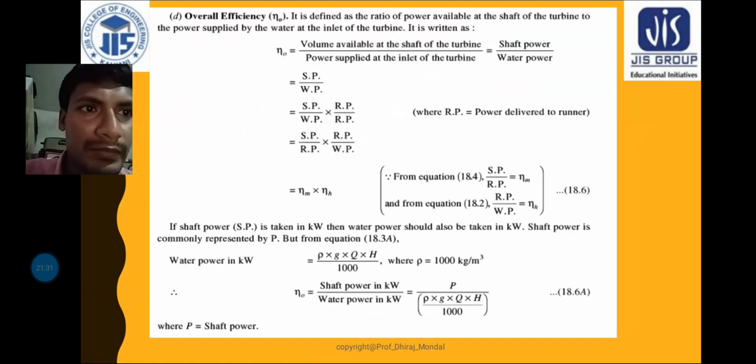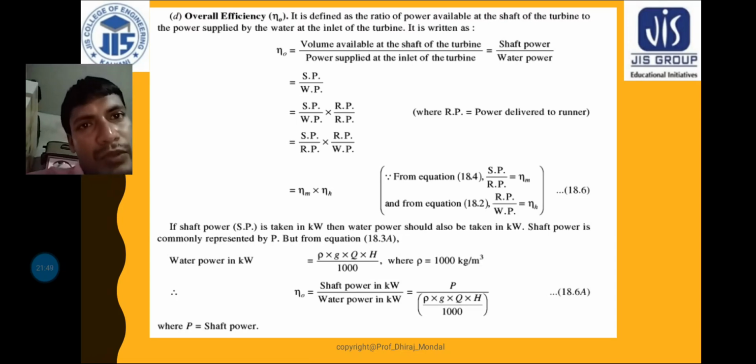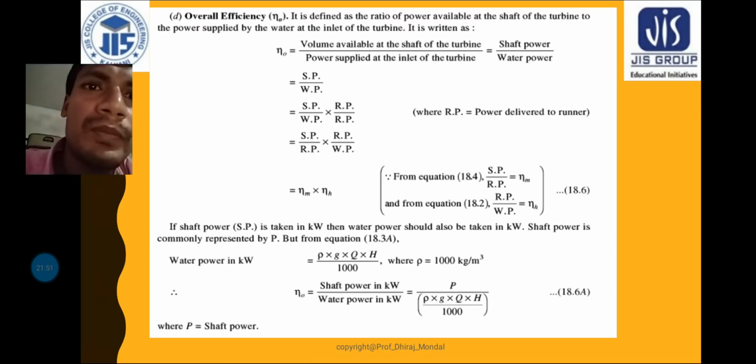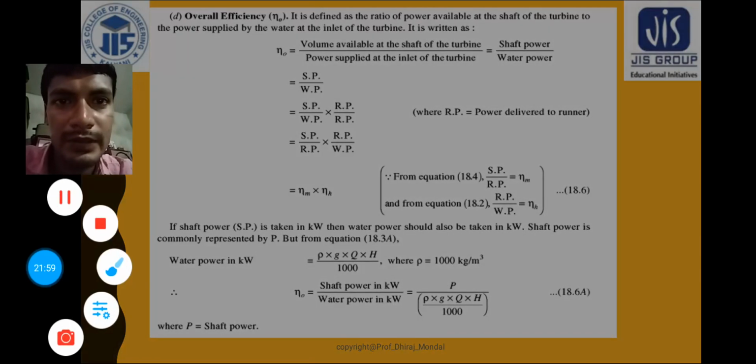Now the overall efficiency. What do you mean by overall efficiency? Overall efficiency is basically defined as the ratio of shaft power to the water power. That means the power available at the shaft of the turbine by power supplied at the inlet of the turbine. That means it is total output by input. Output is shaft power, and input is water power. So the shaft power by water power is called your overall efficiency.